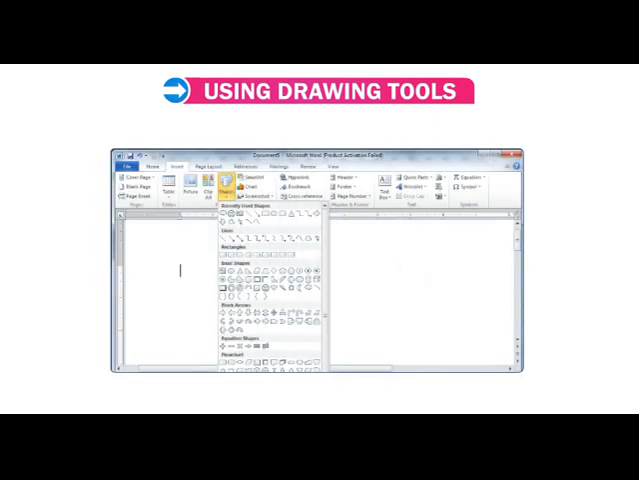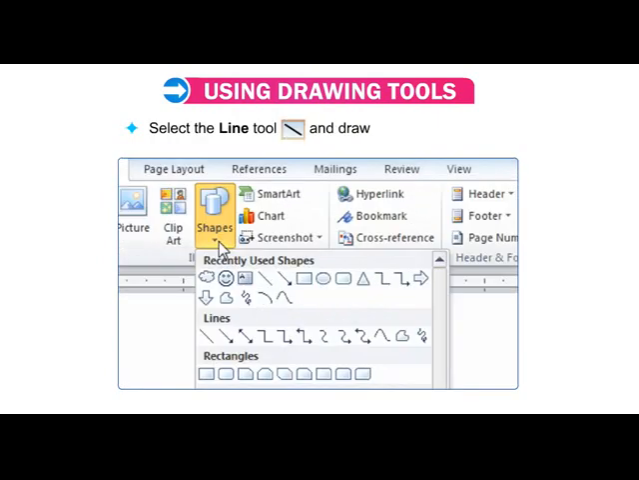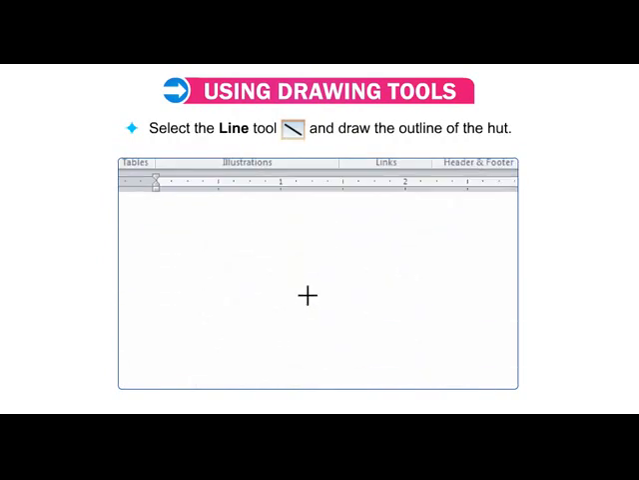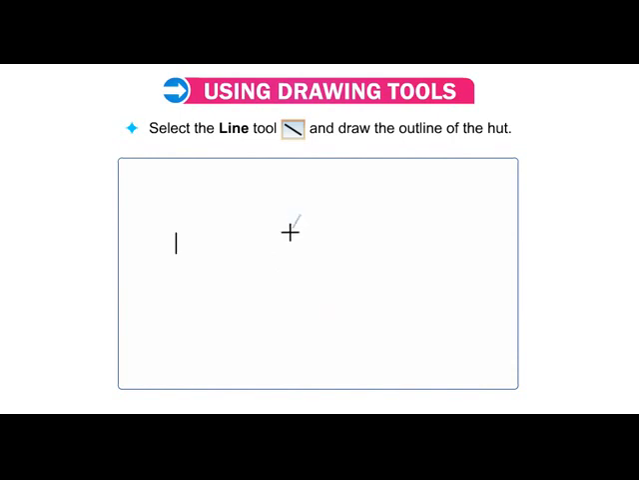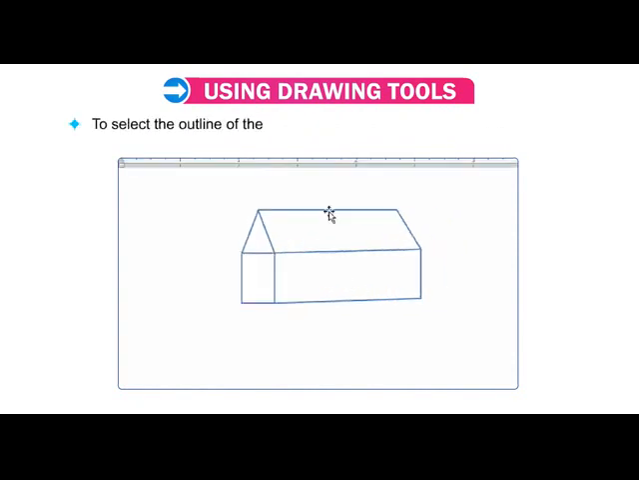Alright students, let us now learn how to use drawing tools. All the drawing features are present in the Shapes drop-down menu. Let us create a hut using various shapes. Select the Line tool and draw the outline of the hut. To select the outline of the hut, hold down the Shift key and click on each line individually.